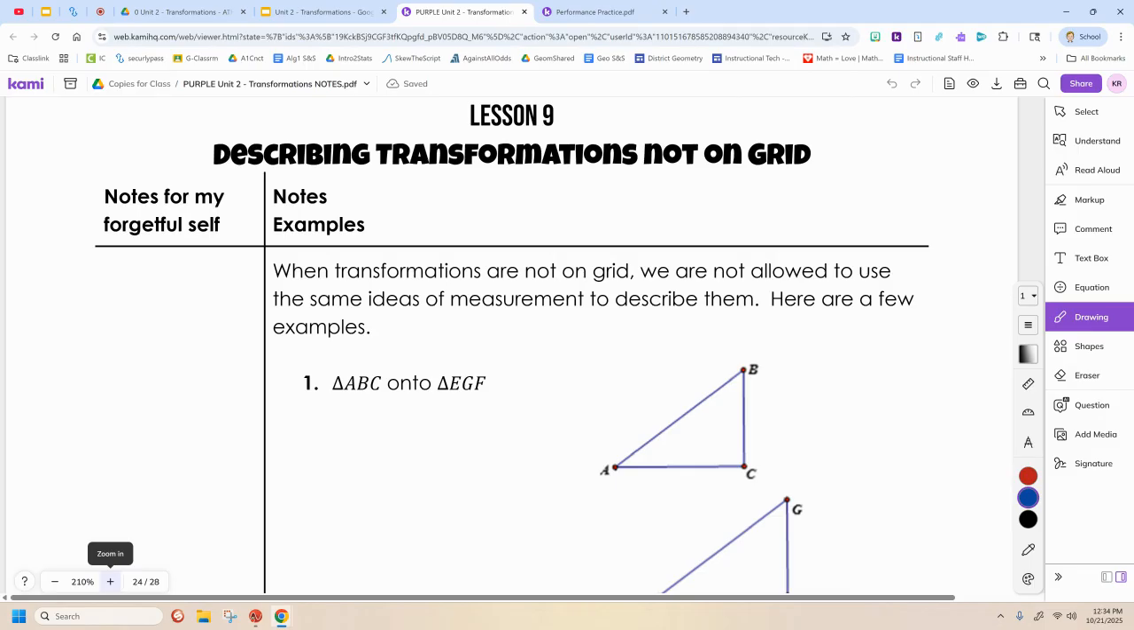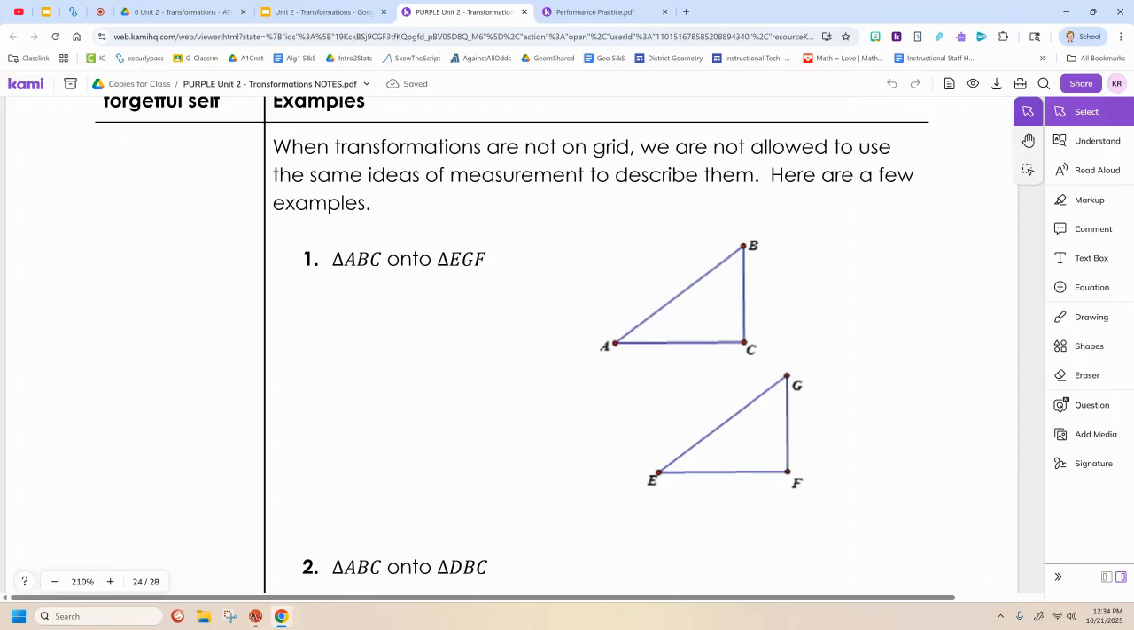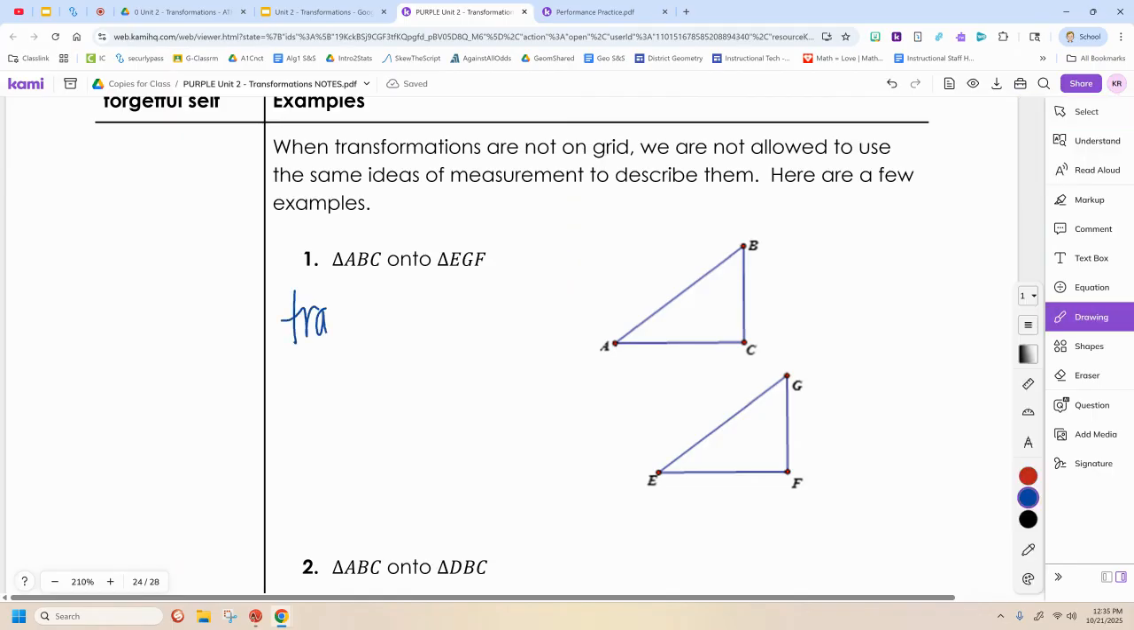It's not hard, and a lot of times they're used in multiple choice questions, but I want to show you how we can state them. So here we have ABC, and it's mapped onto EGF. So what transformation is it? Translation. Great. So it's a translation. But stopping there is not enough. So how can we describe it when we can't say left and down, and we're not using south by southwest? What can we say?